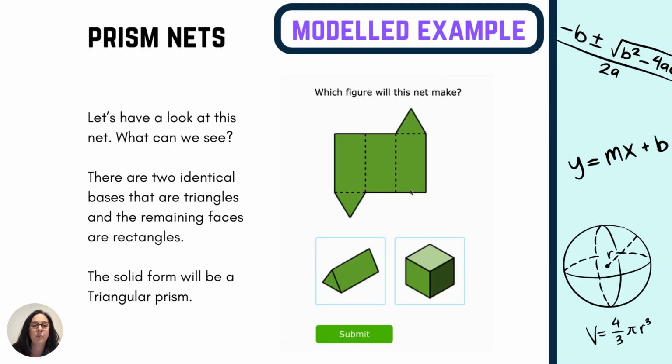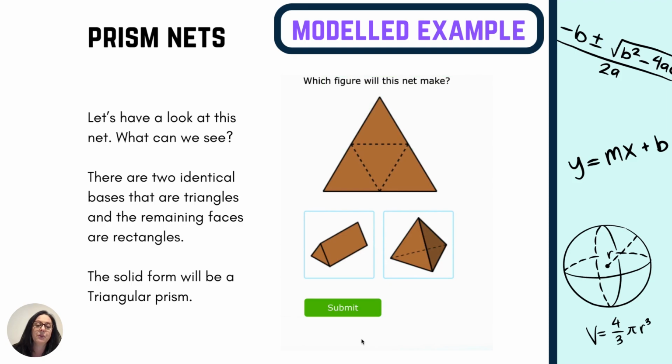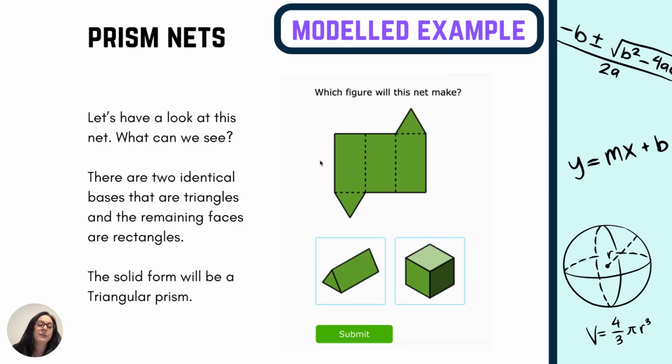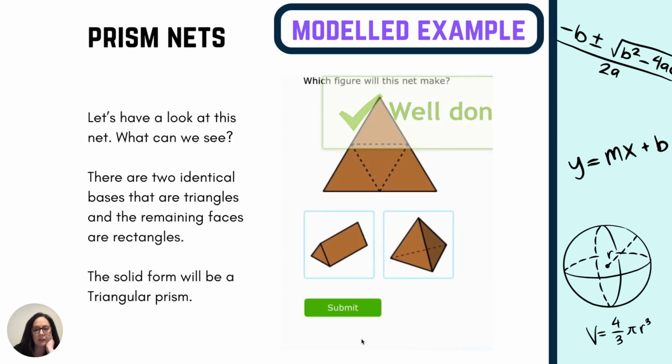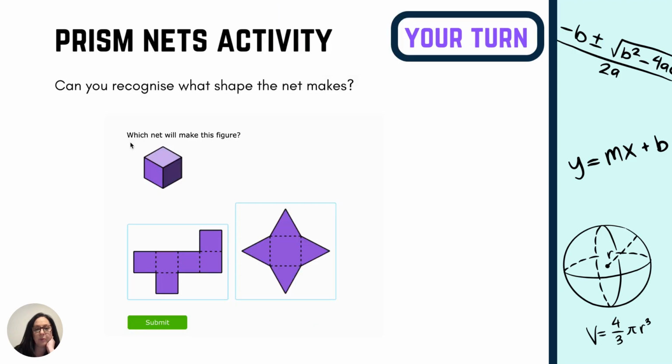Okay, our model example here. Let's have a look at this net. What can we see? Pointed this out. All the videos going really fast there. Oh, yep, already done. All right, so that was our triangular prism. And we pointed out the two bases, which were triangles. Well, I pointed it out in the video, and it formed our solid triangular prism. So this one is not going to be a triangular prism, but we'll move on from that one.